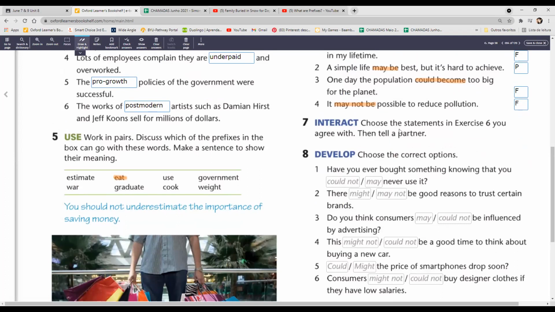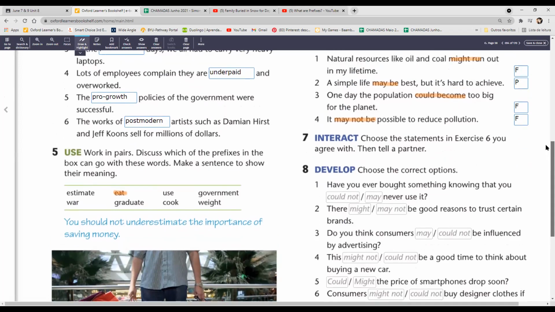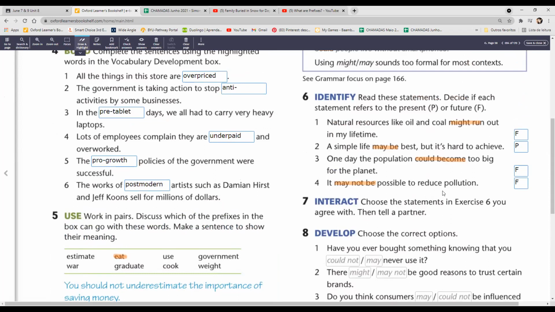Oh my God. Choose the statements in exercise number 6 you agree with. So let's see, is there any statement from here that you agree with? Maybe number 1. Yes, I agree with you. And maybe number 3 too. Okay. I agree on number 3. One day population could become too big for the planet.